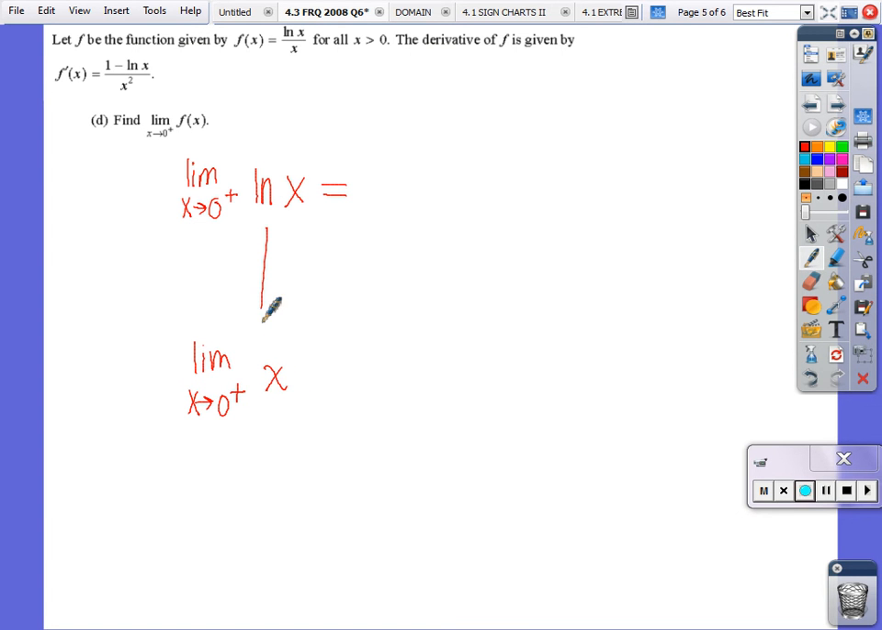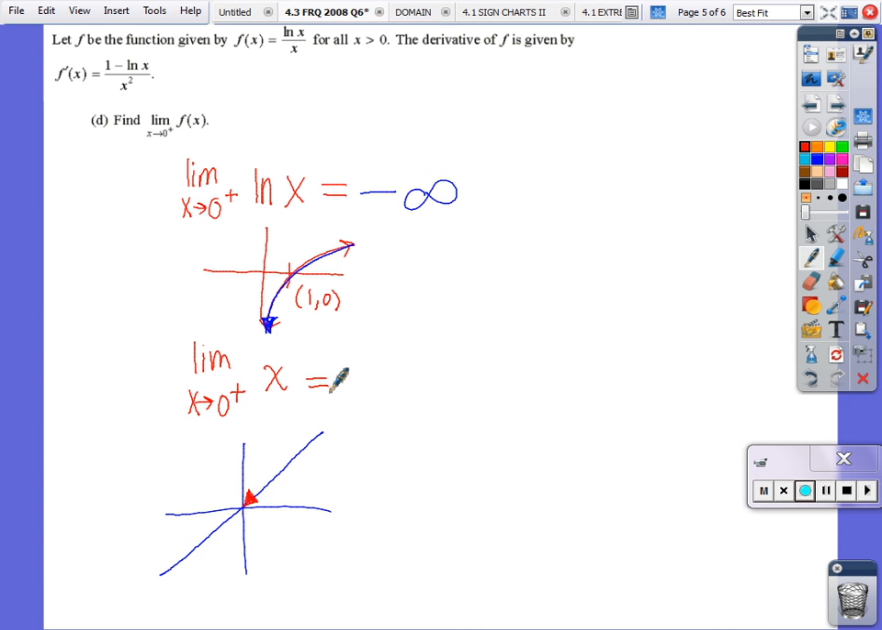So if we think about ln of x, here's the graph, 1 comma 0. You can see that when you ride the graph from the right-hand side, you're going down towards negative infinity. If I'm looking at the graph of x, if I'm coming down from the right-hand side, I'm going to go very, very close to 0. Problem is, I'm not going to really hit 0. I'm going to be a positive small number.